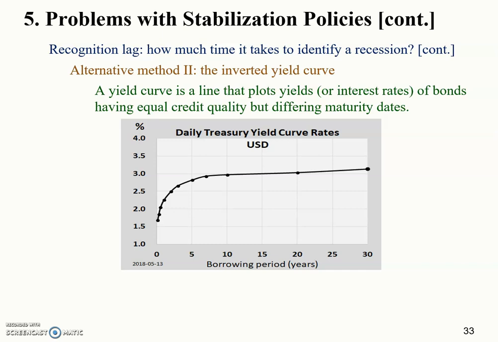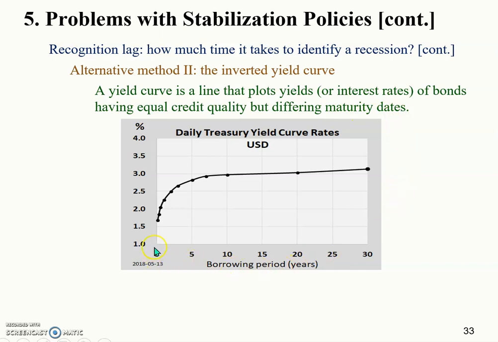Who knows what's going to happen between now and 30 years later, right? So that's why you would get a higher pay, as compensation for the additional risk you are taking by holding the longer maturity date bond. So that's why you see here, the vertical axis is the interest rate or yield. The horizontal axis is the borrowing period. Borrowing period, that's basically the maturity date.